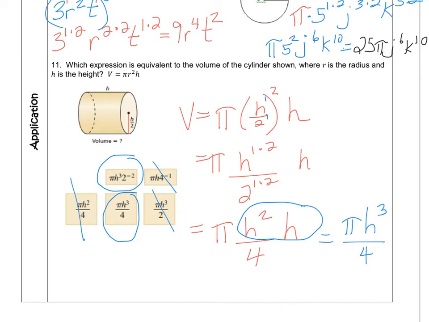Okay, so this one took some multi-step process thinking. When we got our h squared over 4, we still had to multiply that times the h. So we had h squared times h, which gave us in the end h to the 3rd power. We had two things that worked. This is the actual answer, pi h to the 3rd over 4. But if you look at the one right above it, it's in an unsimplified form, but it's pi h to the 3rd, and then if we did 2 raised to the negative 2 power, that would be 4 on the bottom. So both of those work.